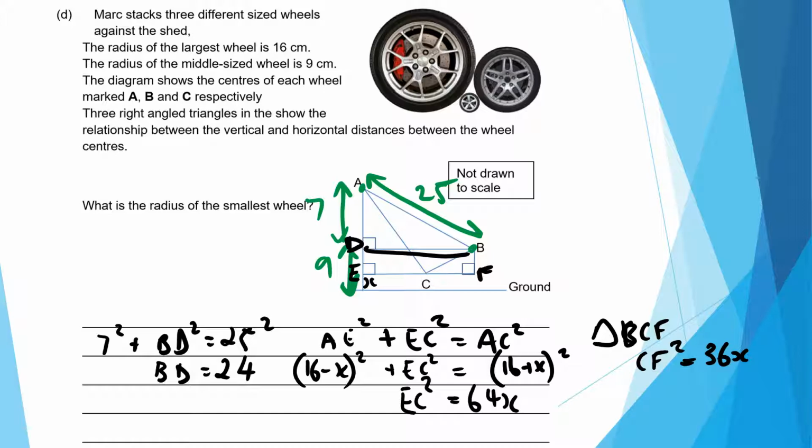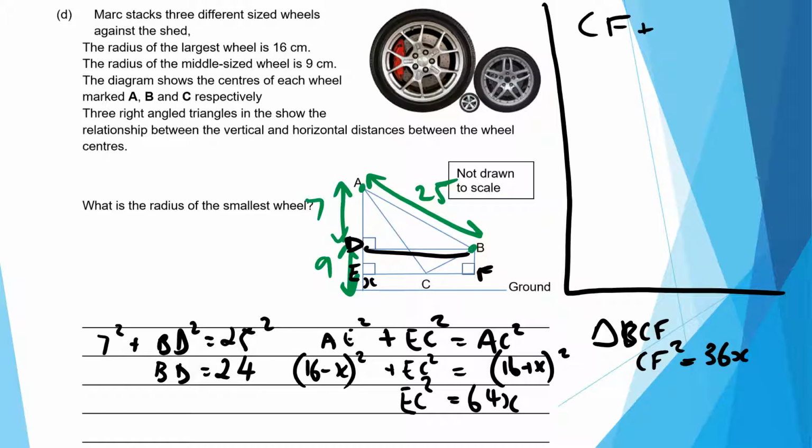Now, I'll just find myself a bit of room up here. CF plus EC equals BD. So this bit plus that bit is BD.